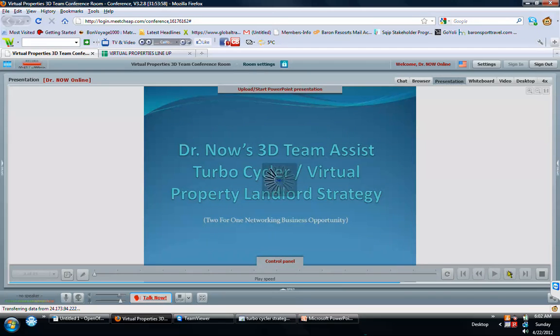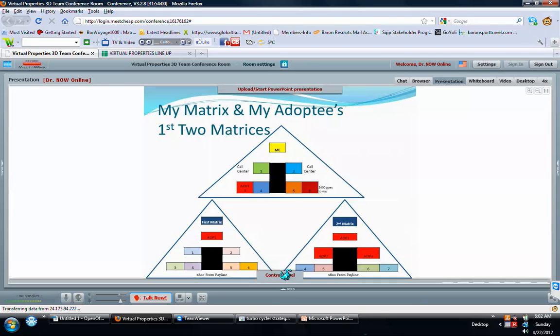As you know, in Turbo Cycler there is a 1x2 matrix, and as you can see right here, there is a U, meaning you, on top of your matrix, and below there are two more matrices, which are your adoptees' first and second matrix. The matrix above is basically your start. You just come into Turbo Cycler, and by coming in, you also receive a position in virtual property as a landlord and as a renter at a 250 level 2 tower.